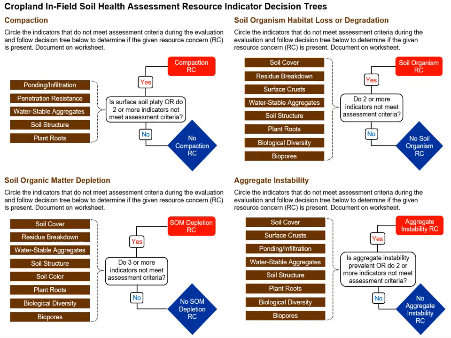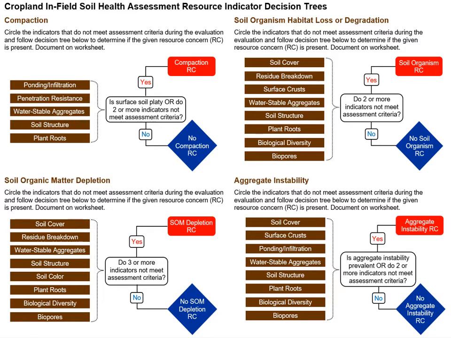On the back side of the Infield Soil Health Assessment Worksheet are our decision trees. Each one of the soil health resource concerns has a decision tree, and in that decision tree it lists the assessments that feed into it. For compaction we have 5 of the assessments that feed into that evaluation. Soil organism habitat loss or degradation, soil organic matter depletion, and aggregate instability all have 8 assessments that feed into making the determination as to whether or not that resource concern is present.